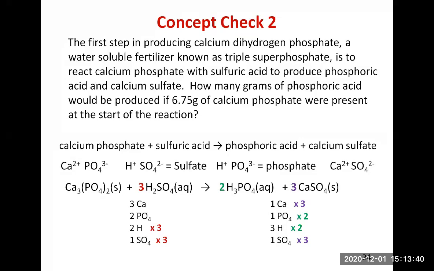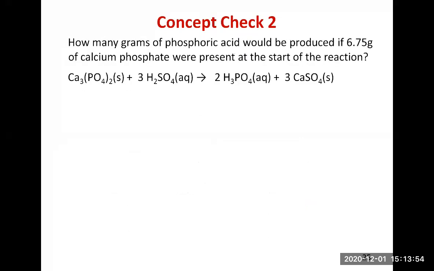So that was just establishing the chemical equation. But the question is how many grams of phosphoric acid would be produced if 6.75 grams of calcium phosphate were present at the start of the reaction. So let's rewrite everything there. We have our balanced chemical equation and the question. The question is asking for grams of phosphoric acid, knowing 6.75 grams of calcium phosphate are present at the start of the reaction.